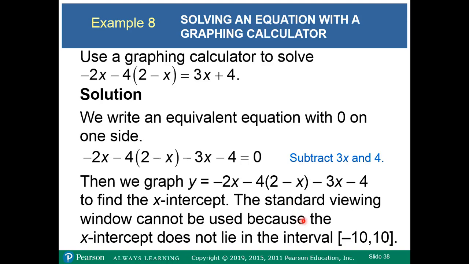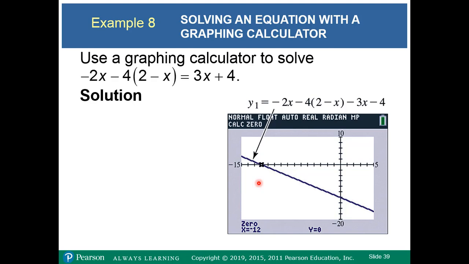We can't use that because the y-intercept is actually negative 12. So we're not going to do that. What we're going to have to do is play around with the window and find out. Basically we can zoom out, or you can play around with the window. But the point is we want to find where this graph crosses the x-axis, because that's when the graph is going to be equal to 0, and that's going to be the answer that we're looking for.